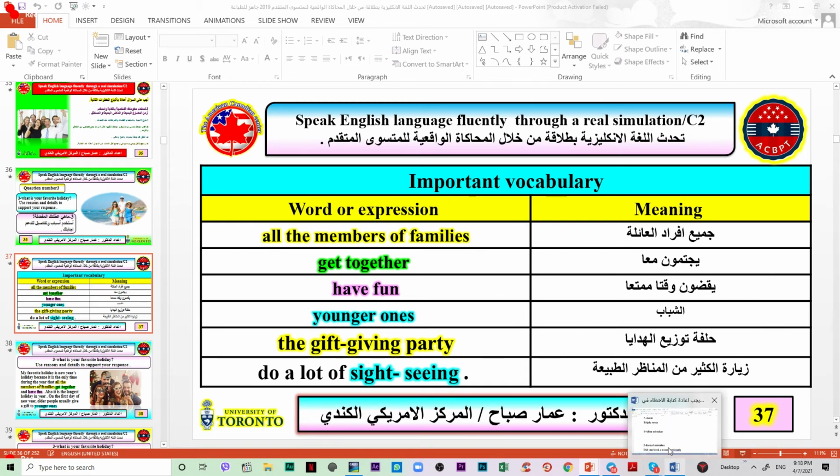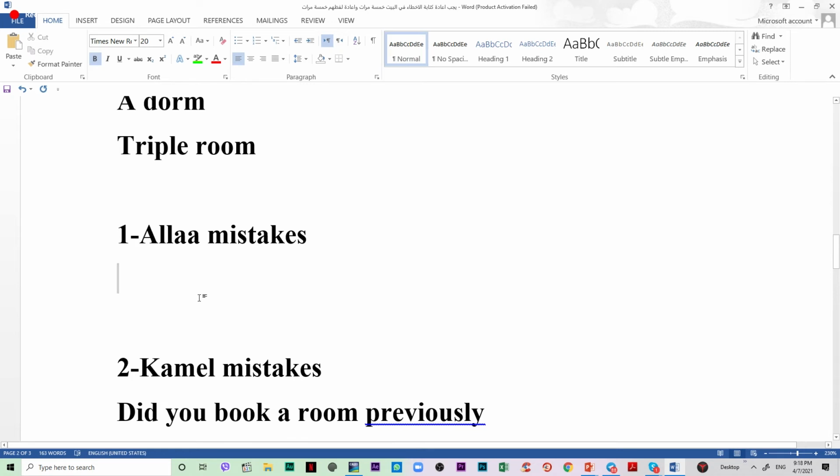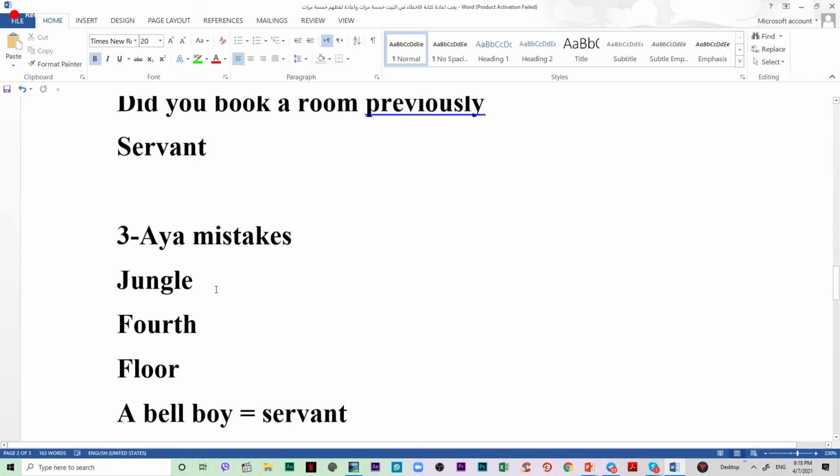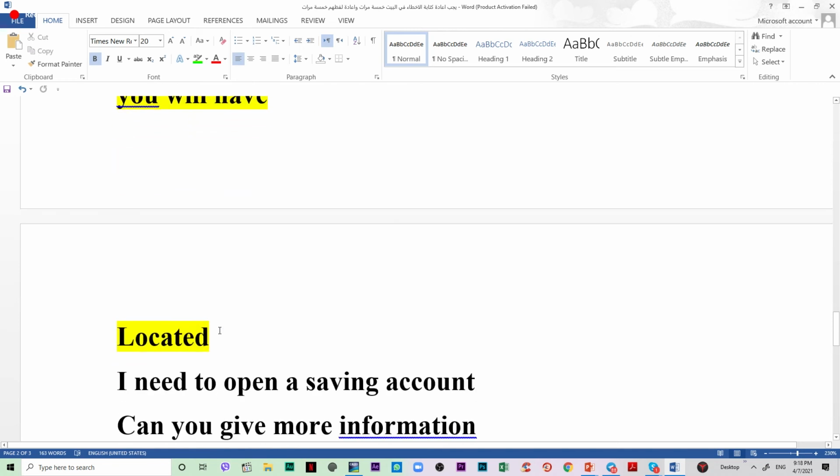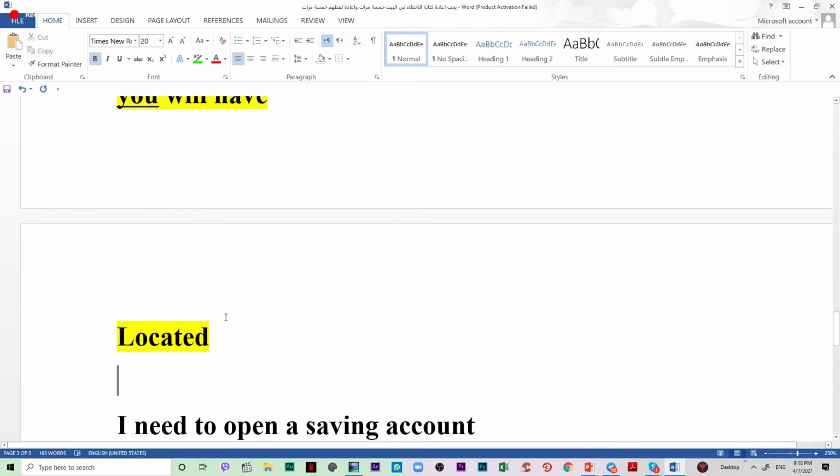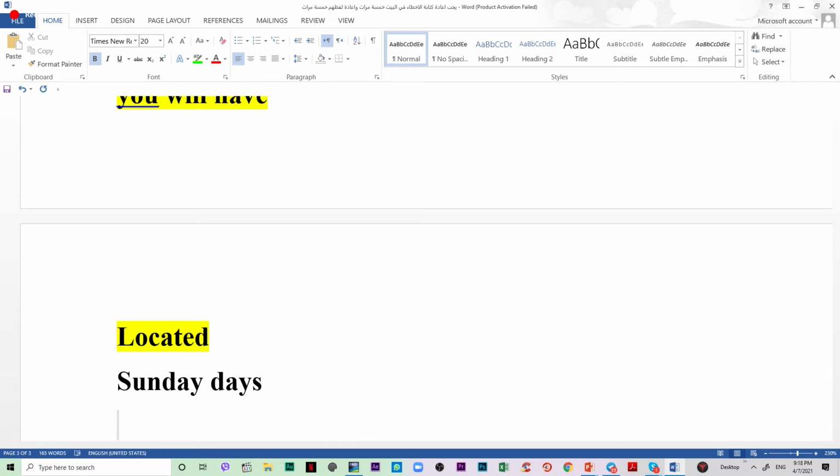The official holiday in Canada is on Sunday every weekend. Sunny days? Yes, on the weekend. Okay, Sunday. Every weekend. We meet with families, go to the gardens that are next to the sea.